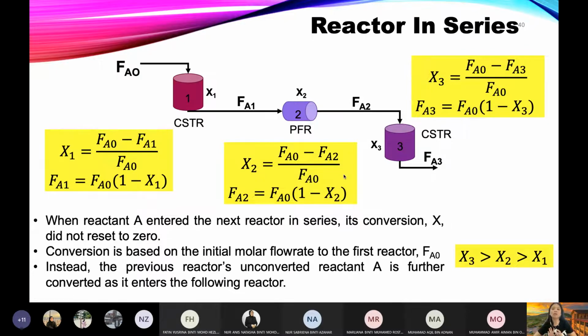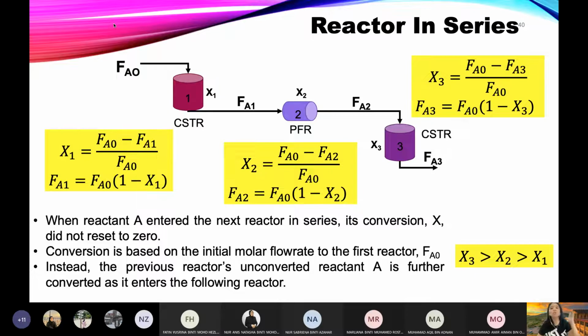Conversion is always calculated based on the very original molar flow rate that enters the very first reactor. Maksudnya, katakan you have two reactor. Okay, you have two reactor. Let's say yang masuk reaktor pertama adalah 100 mole per second. Okay, so katakan after the first reactor, 50 mol telah bertindak balas. So baki lagi 50 mol kan. Okay, so 100 yang keluar daripada reaktor pertama adalah 50 mol per saat jugalah.